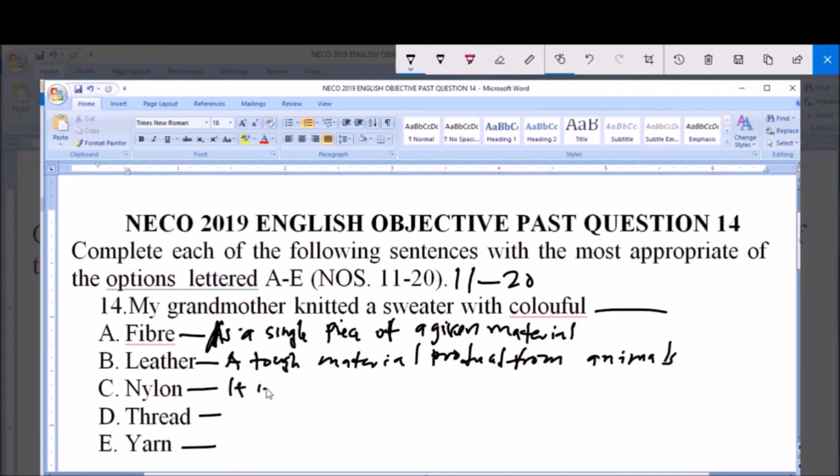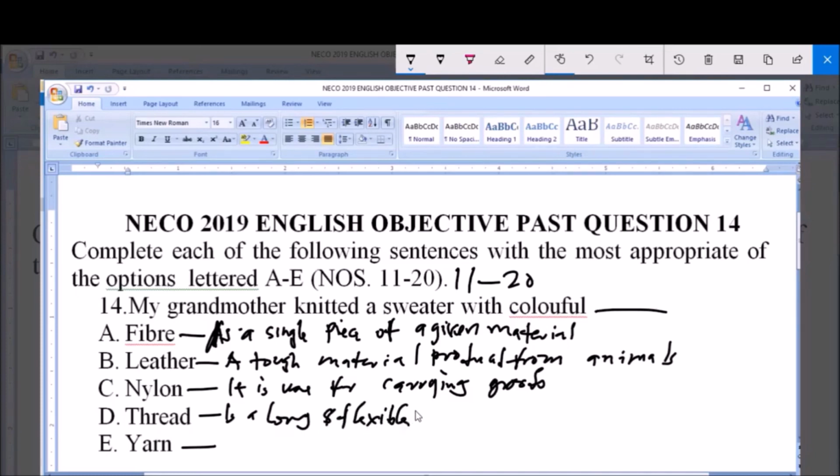It is used for carrying goods or whatever. Then we talk of thread, which is a long and flexible form of material.